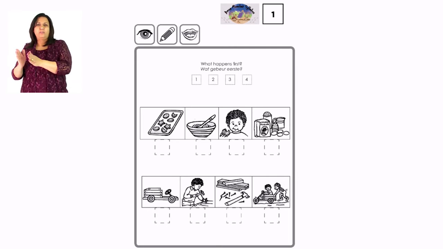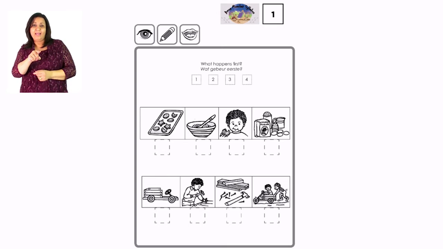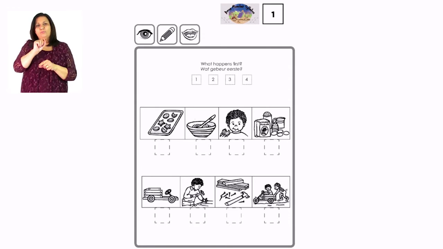Then what happens next? The next picture, we need a bowl to mix all the ingredients. Where is the bowl with a spoon? The bowl is right there. It is the second picture in the first row. So that is going to be the next number 2. That is our number 2 that happens. Let's move on to the next.